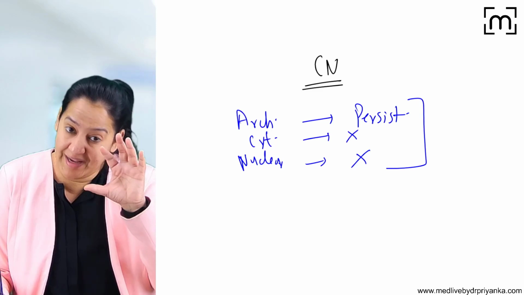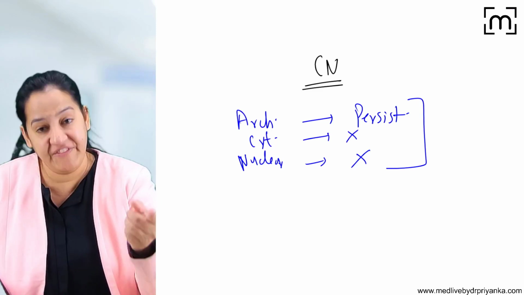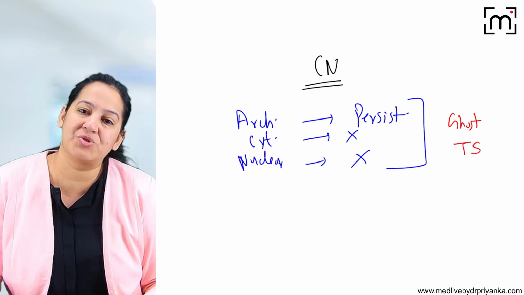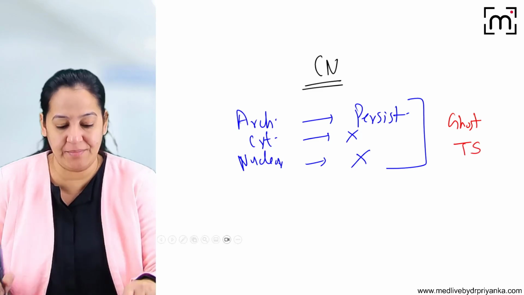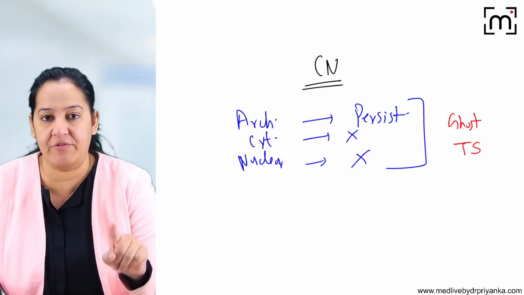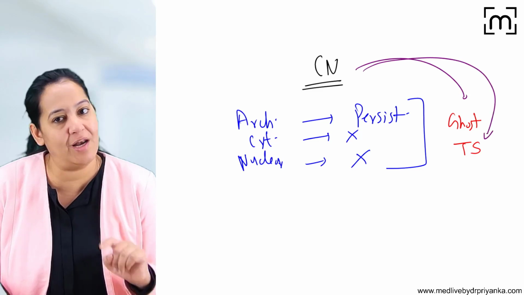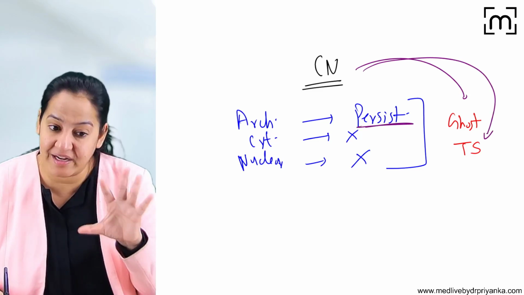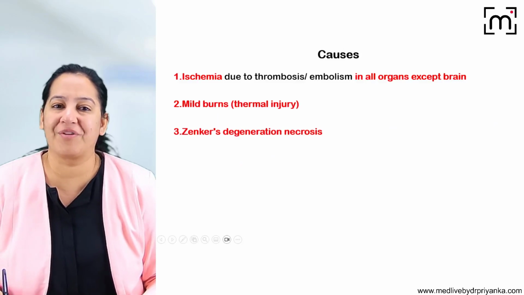Since we can see only the outline, no inner detail, we call the cell a ghost cell or a tombstone cell. So those are the two names given to coagulative necrosis. Coagulative necrosis is known as ghost cell or tombstone cell. Got it? Since the outline still persists, we can still identify the type of the cell.